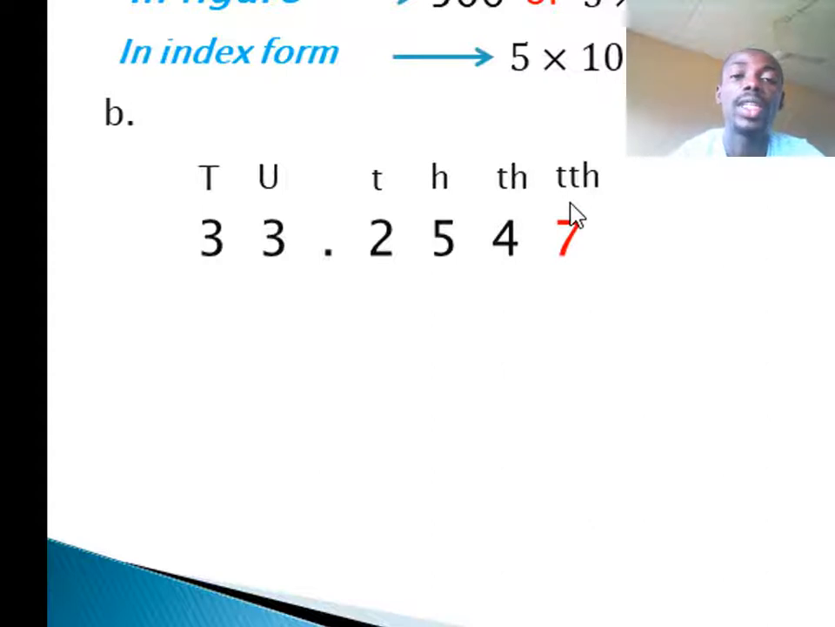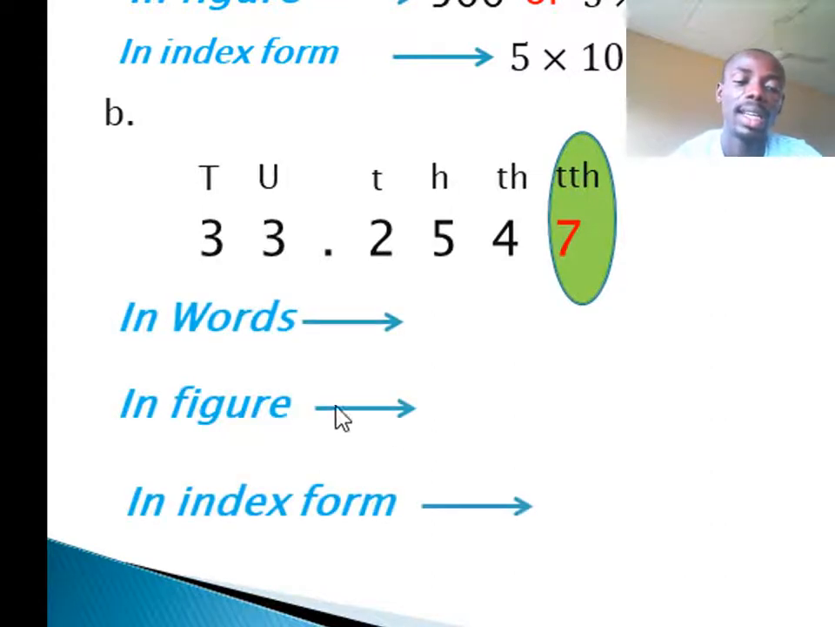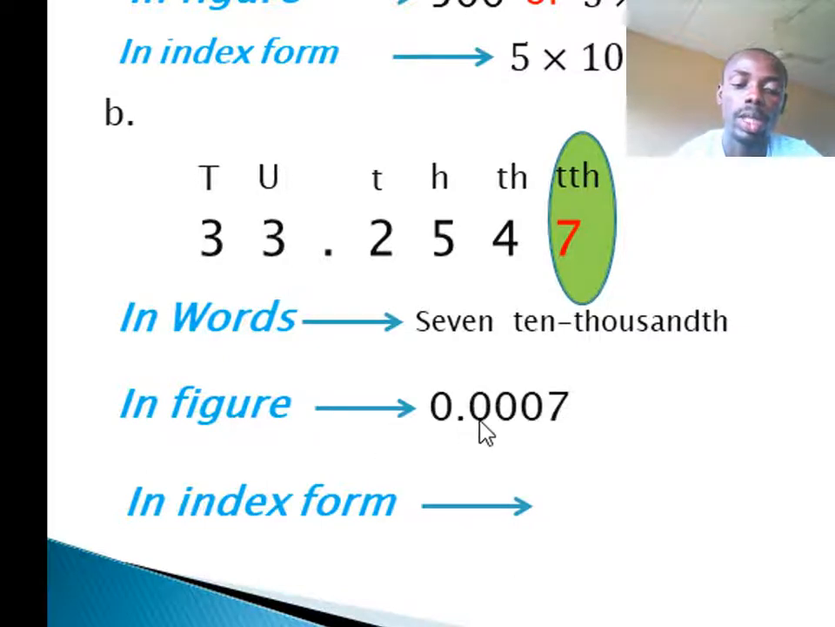And this is the affected place value. So how do we write our answer in words, figures, and index form? Our answer in words is going to be 7 ten-thousandths. Now in figures, it's going to be 0.0007. So here is the place value of 7. It is actually the fourth number after the decimal, like you have it.